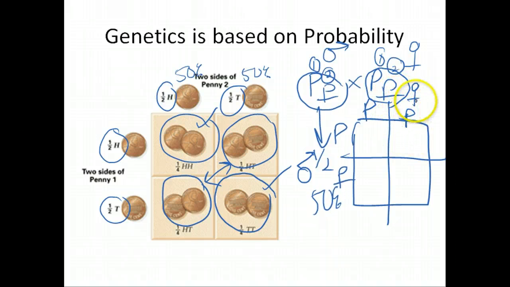What this is representing, guys, is that in this diploid female, so one chromosome here, the second chromosome here, one chromosome has the big P allele, and one chromosome has the little p allele. That's represented here. So half of her eggs are going to get this big P, and the other half of the eggs are going to get this little p.